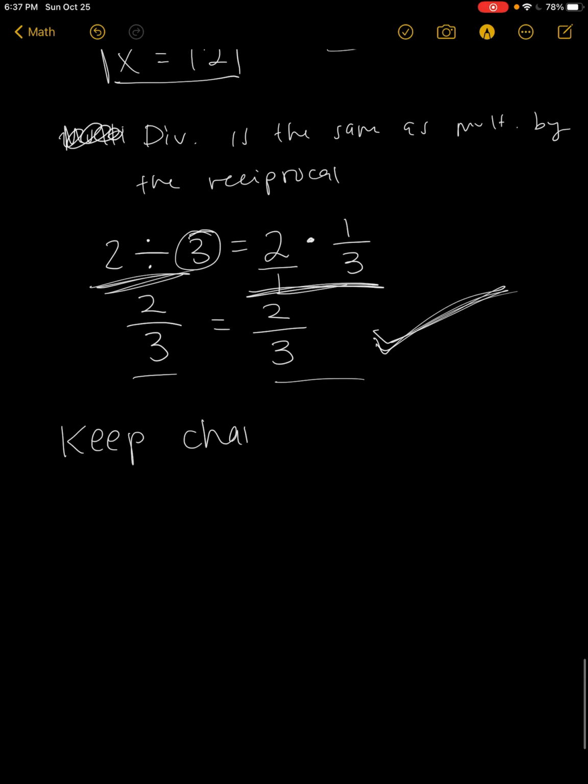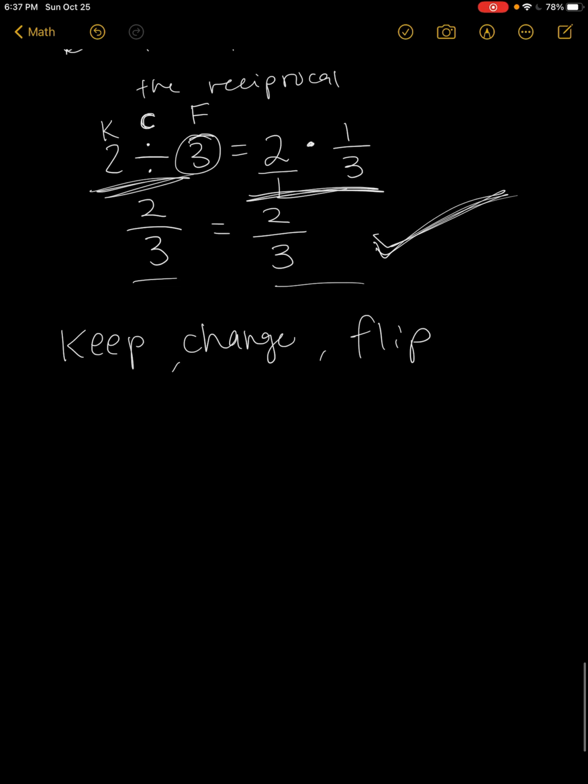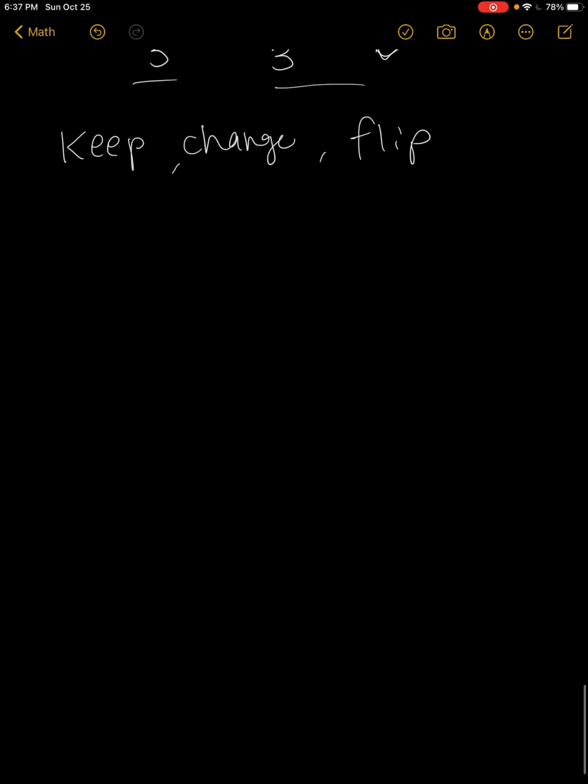So we call this the keep, change, flip. What that just means is we're going to keep the first number, we're going to change the sign from division to multiply, and we're going to flip the second number to its reciprocal. So that's what you're going to do now when we're dividing fractions.